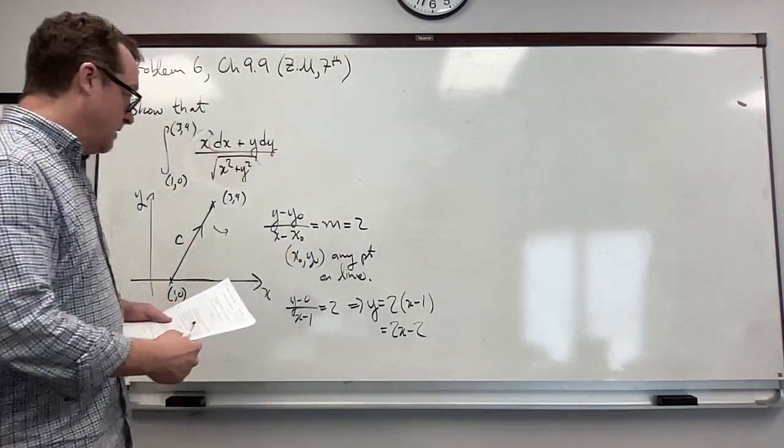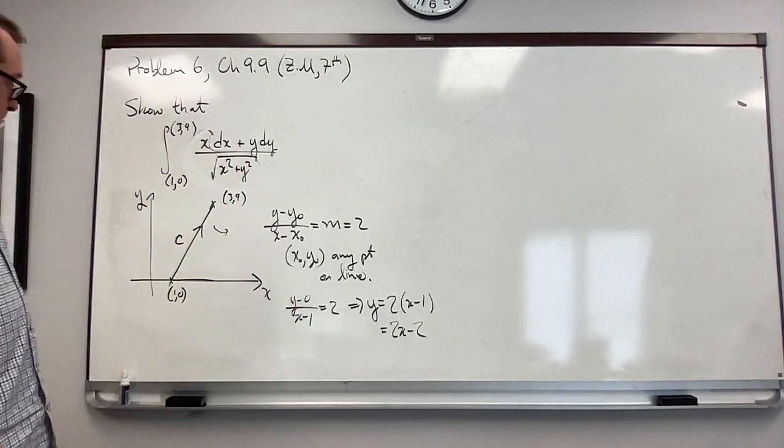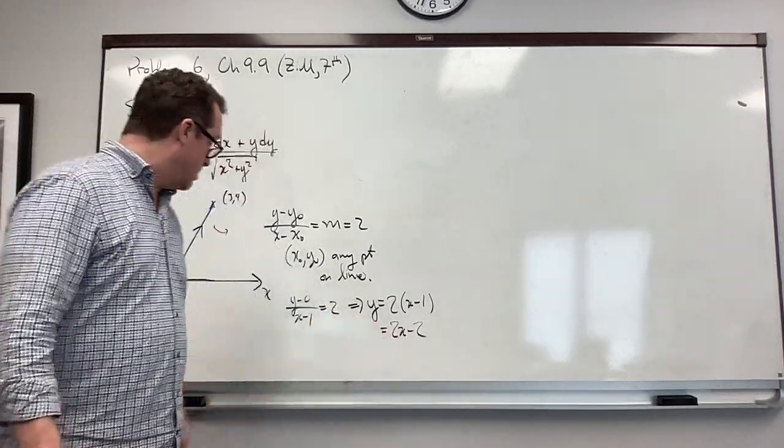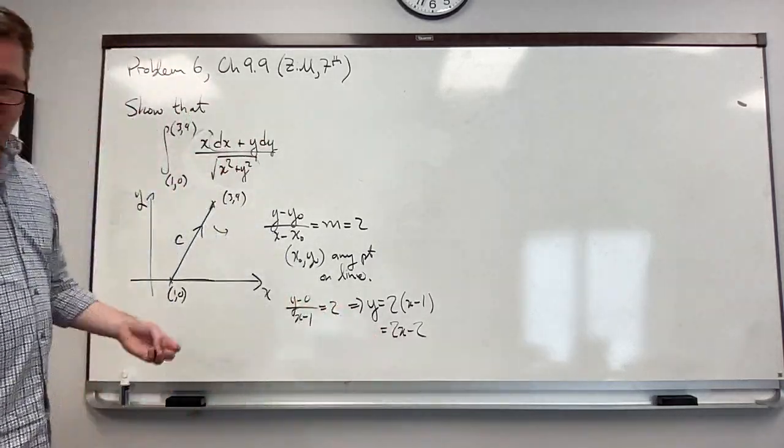Then you can check it. When x equals 1, y equals 0. When x equals 3, y equals 4. That's the equation of the line.